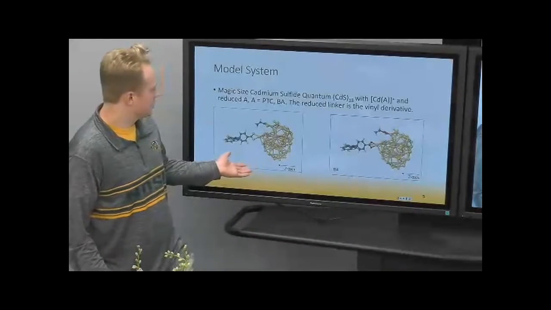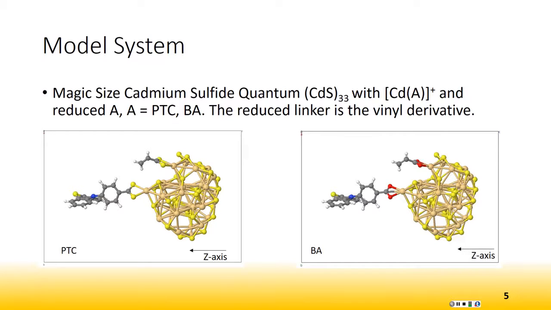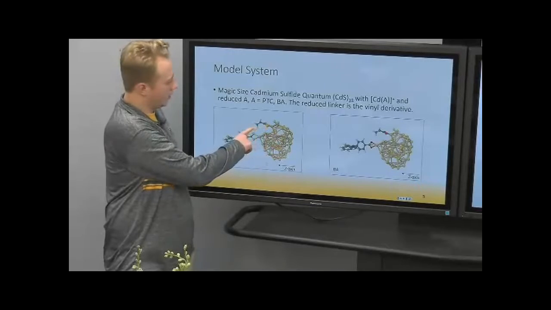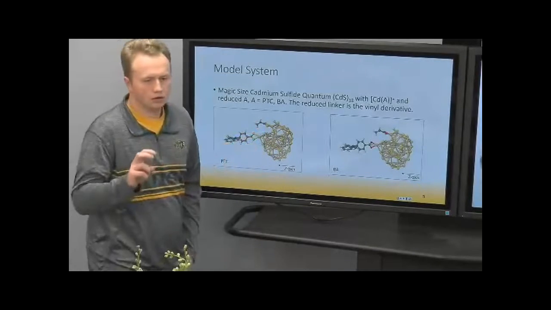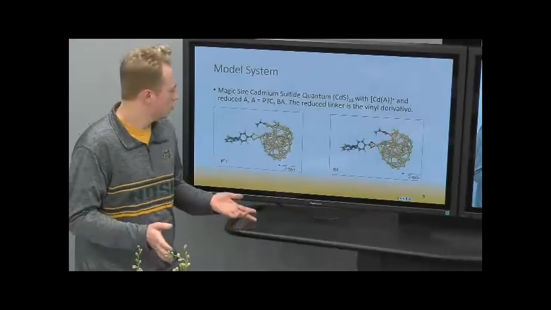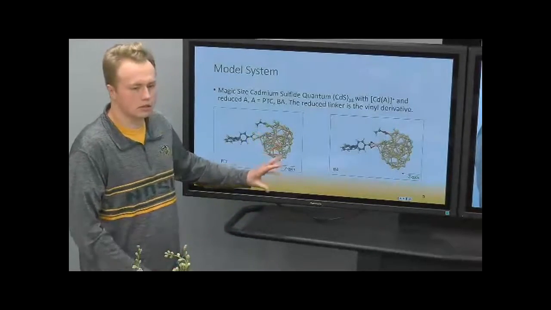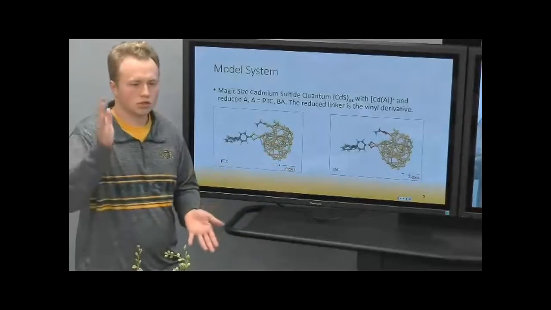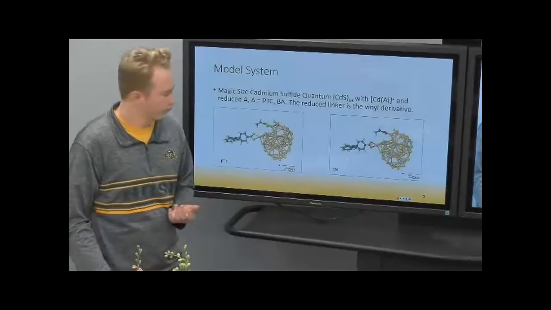So this is my system. I have a totally neutral 33 cadmium selenium quantum dot, and then I have my full ligand with an extra cadmium, and then I took a reduced model of the ligand to keep it charge neutral, because these systems typically are charge neutral, and we don't want the charges to close the band gap.